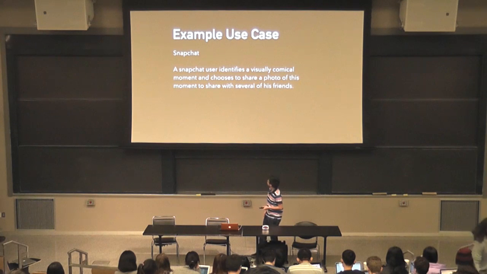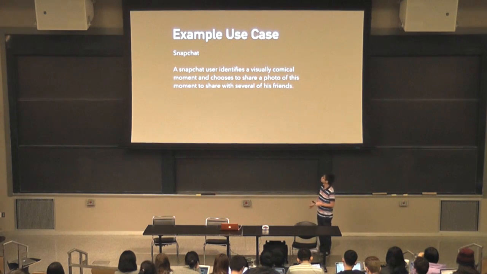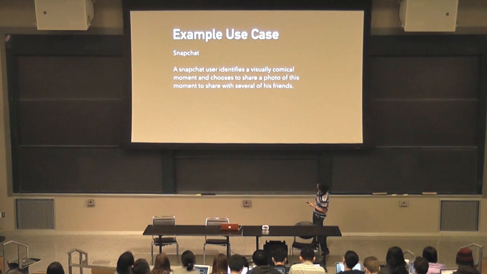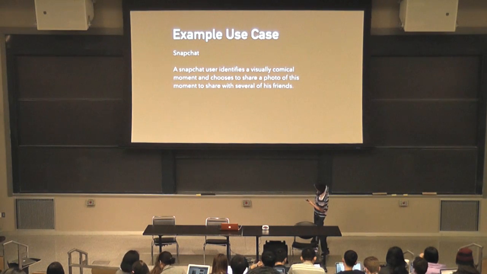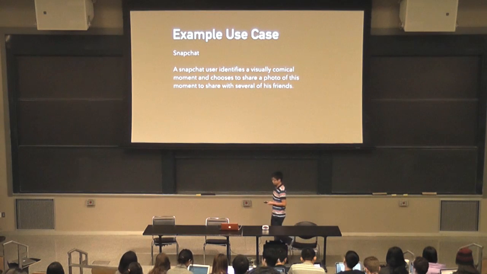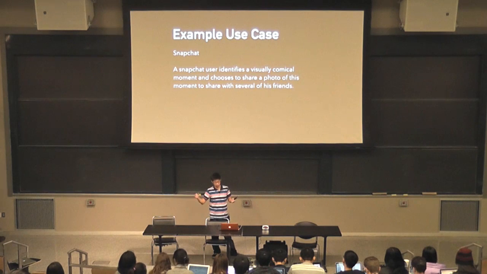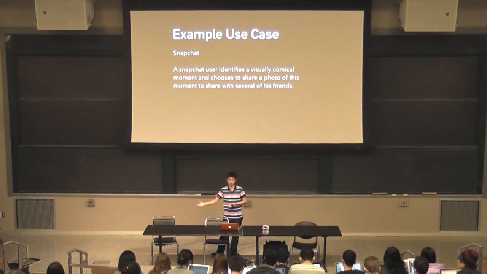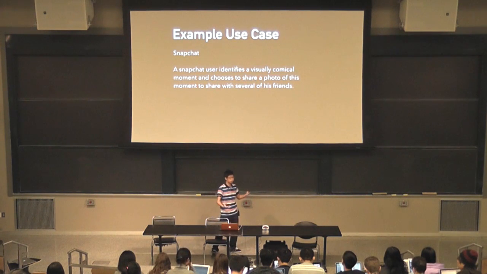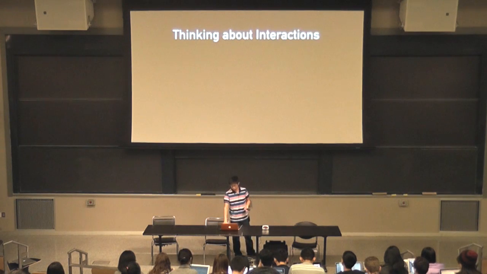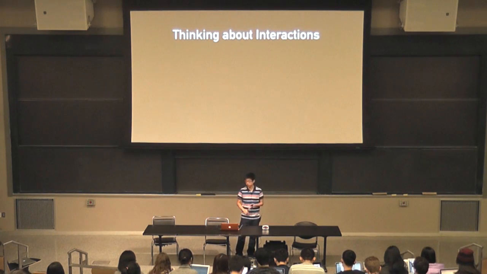Snapchat. Snapchat user identifies a visually comical moment and chooses to share a photo of this moment with several of his friends. All right, we're going to work on that. So drawing out the whole storyline of what triggers the user, and then what it's going to do, and expected outcomes. And a lot of the stuff in between might get included, like alternate cases, or error cases, or error handling, error edges.